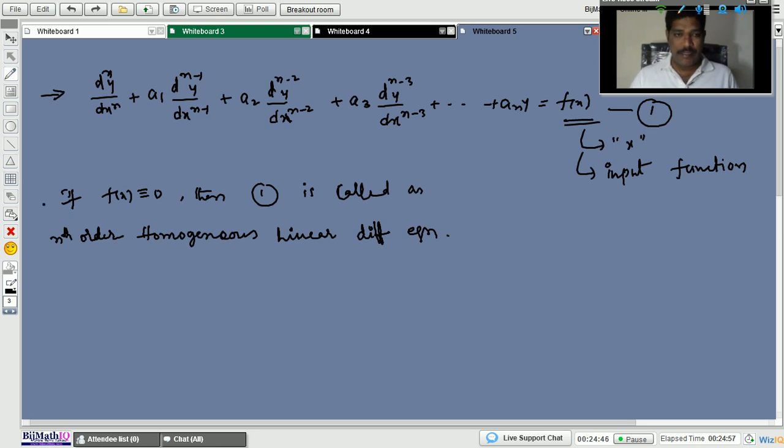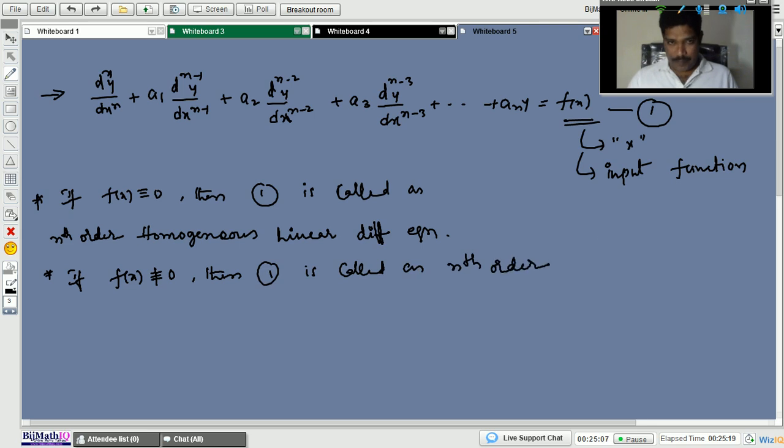Okay, with constant coefficients. Next, if f of x may not be 0, if there is some function f of x that cannot be zero, then it is called an nth order non-homogeneous linear differential equation.